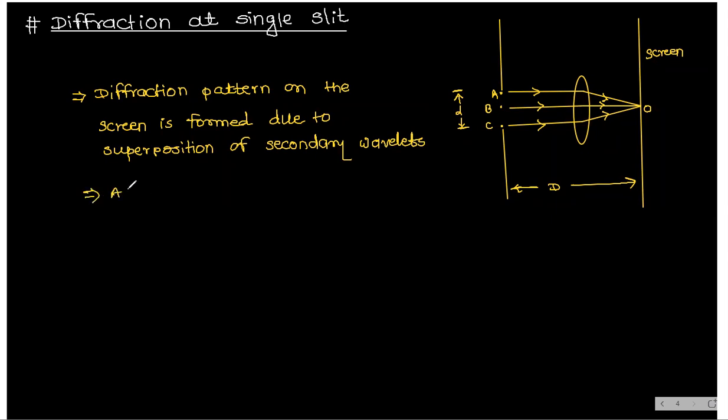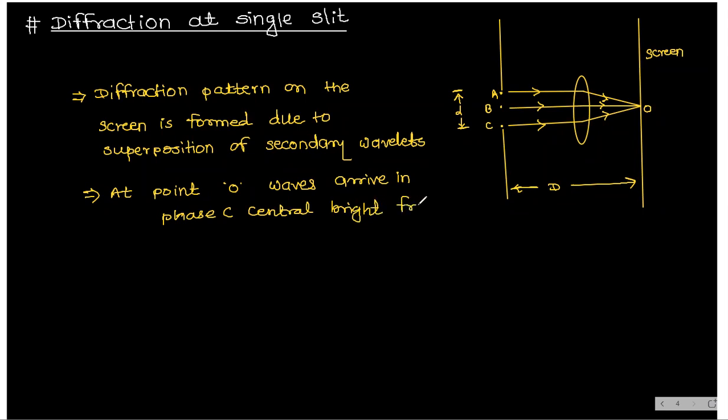Next point, at point O, waves arrive in phase, and therefore this is what? Central bright fringe. Central bright fringe, you have to write, right? As shown in the previous diagram, at point O, you are getting the central bright fringe.